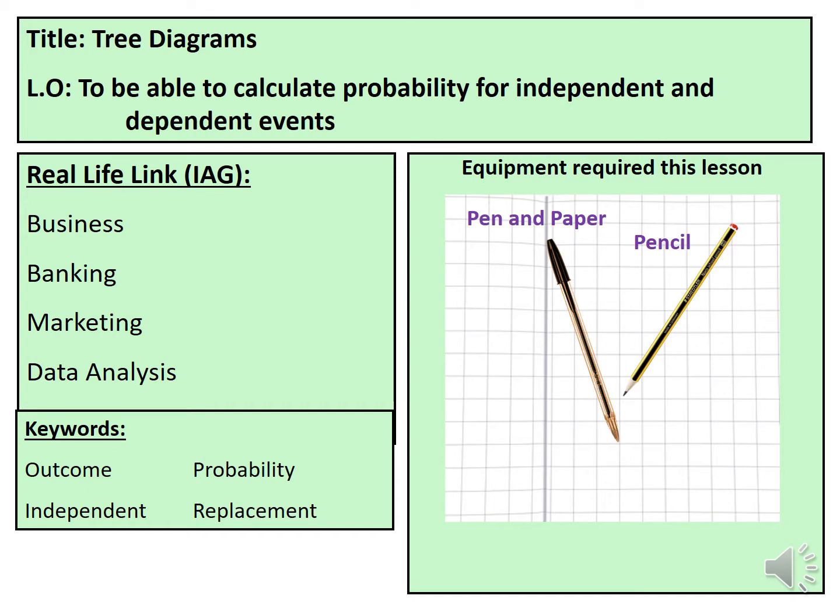So today we're going to be calculating probability for independent and dependent events using tree diagrams. Some of the keywords you may see today are outcome, independent, replacement and probability. Again, let's recall what probability is. Probability is equal to the desired outcomes divided by the total outcomes. It's how likely an event is going to occur. The real life link in this is business, banking, marketing and data analysis. They use these data trees to create data for insurance companies and for banking, for mortgages and insurance risk.